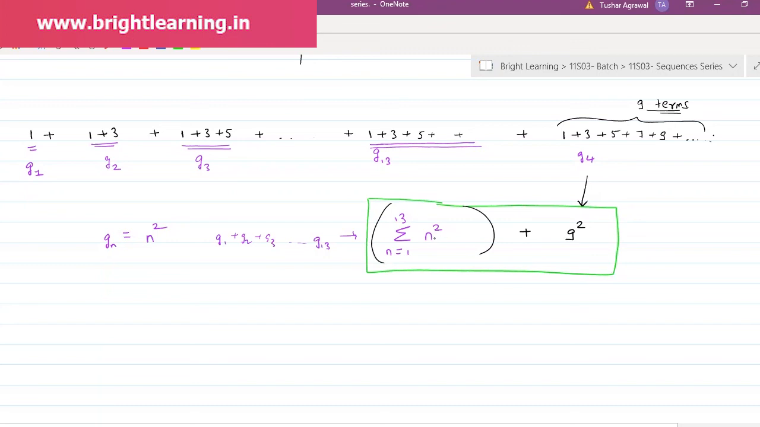So the summation of n square, the squares of natural numbers from 1 to 13, is n into n plus 1 into 2n plus 1 upon 6. And this 9 square, 81, is added separately. Whatever this value is, that will be our answer. Got it?